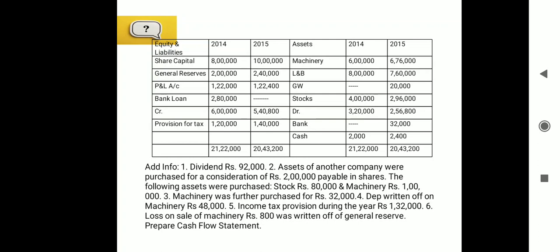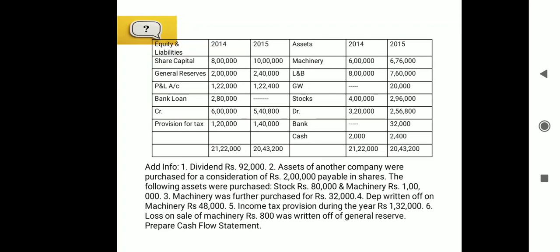Now coming next to land and building. In 2014 the land and building value is 8 lakh, and in 2015 it is 7 lakh 60,000. So the very simple assumption we are going to take is that we have sold land and building worth rupees 40,000. Sale of land and building is a sale of fixed asset, so definitely it is a source of cash, but it will come under the heading of what?